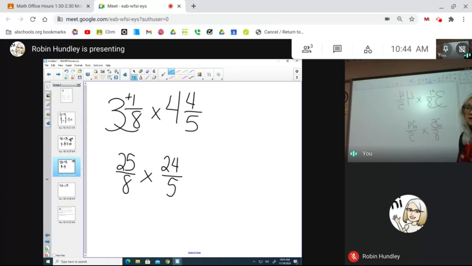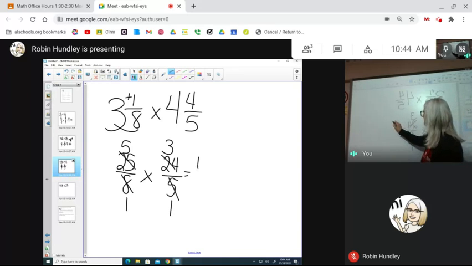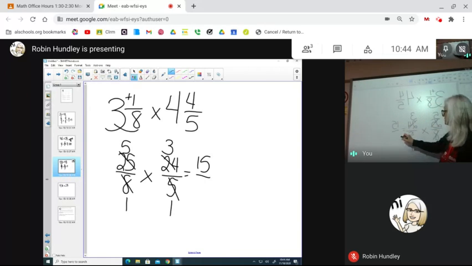Now I'm going to use my canceling. 5 and 25 are divisible by 5. 8 and 24 are both divisible by 8. You might have thought 2 or 4, but you can go all the way to their greatest common factor, which is 8. 5 times 3 is 15, and 1 times 1 is 1. 15 over 1 is 15. It's not going to be this pattern throughout the whole thing.